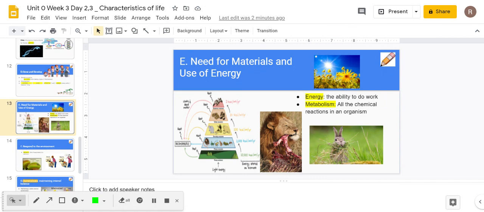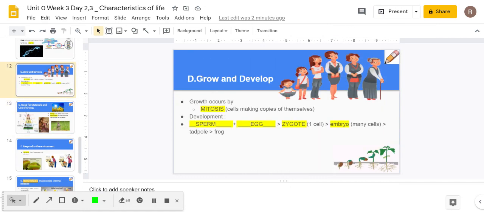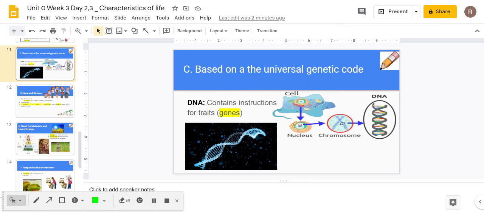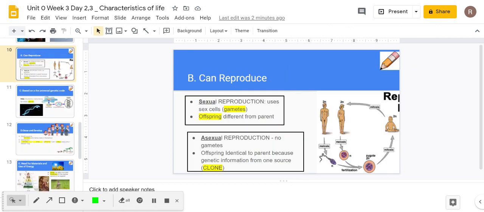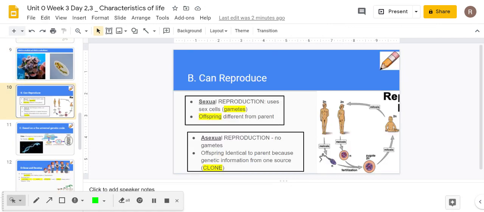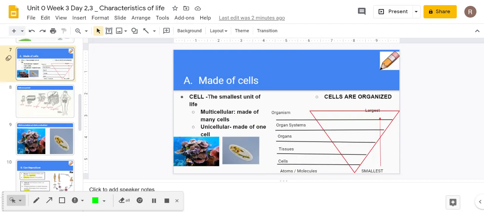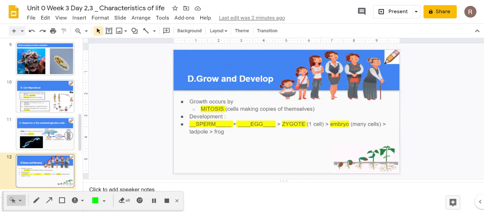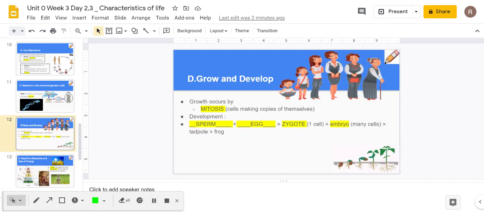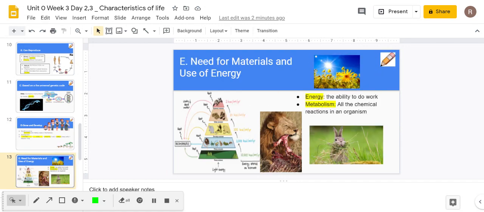And the things that you use energy for are to grow and develop, make copies of your DNA, reproduce your body or make new bodies, and build your body. That is all growth and development. So the need for energy has to do with the ability to grow, develop, reproduce, and copy your own body.